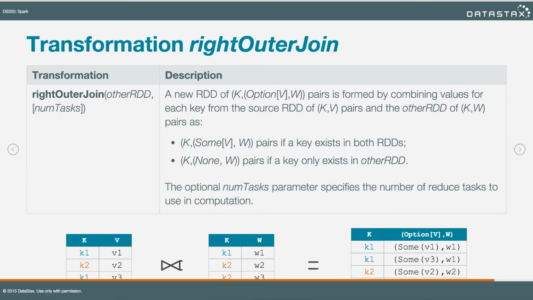Likewise, right-outer join, except now the direction is switched. So if a key only occurs in the left-hand RDD but not the right-hand RDD, it doesn't show up in the output.